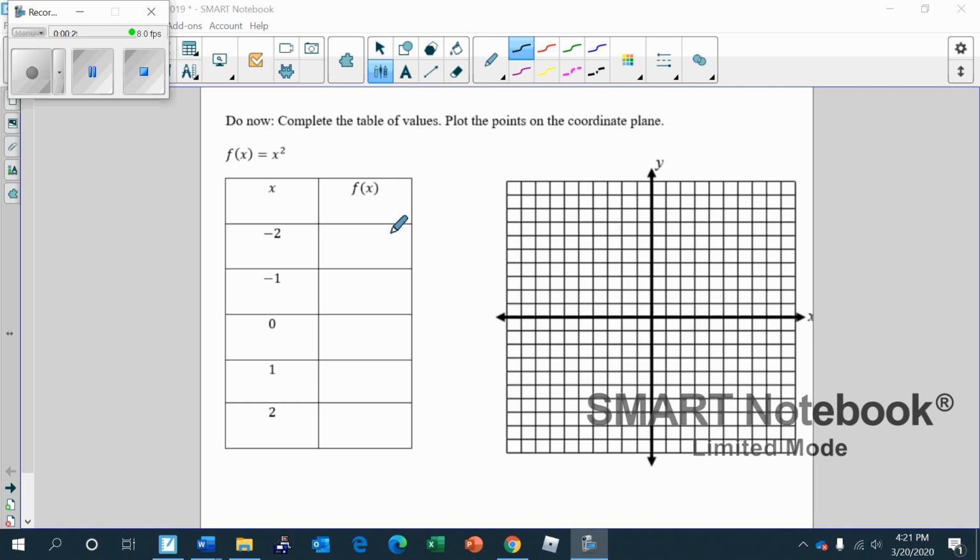So we're going to do the do now, which says complete the table of values and plot the points on the coordinate plane. If you notice, what are we plotting? We're plotting x squared. And we all know that that is called what? Starts with a Q. Quadratic. Great one, everybody. So quadratic equation is all we're talking about in this chapter 8.